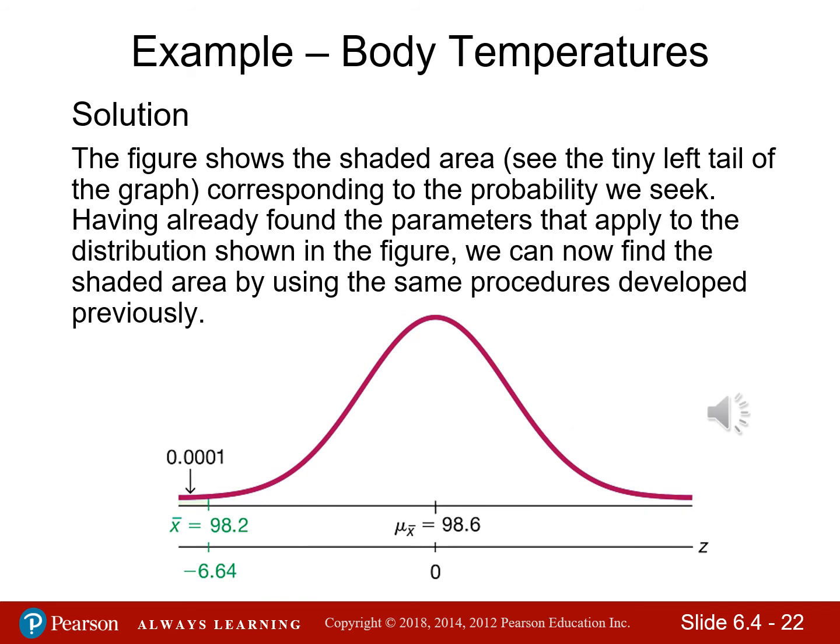This figure shows the shaded area to the very, very far left tail of the graph, and that corresponds to the probability that we are interested in. Having already found the parameters that apply to the distribution, we can now find the shaded area by using the same procedures as developed previously.